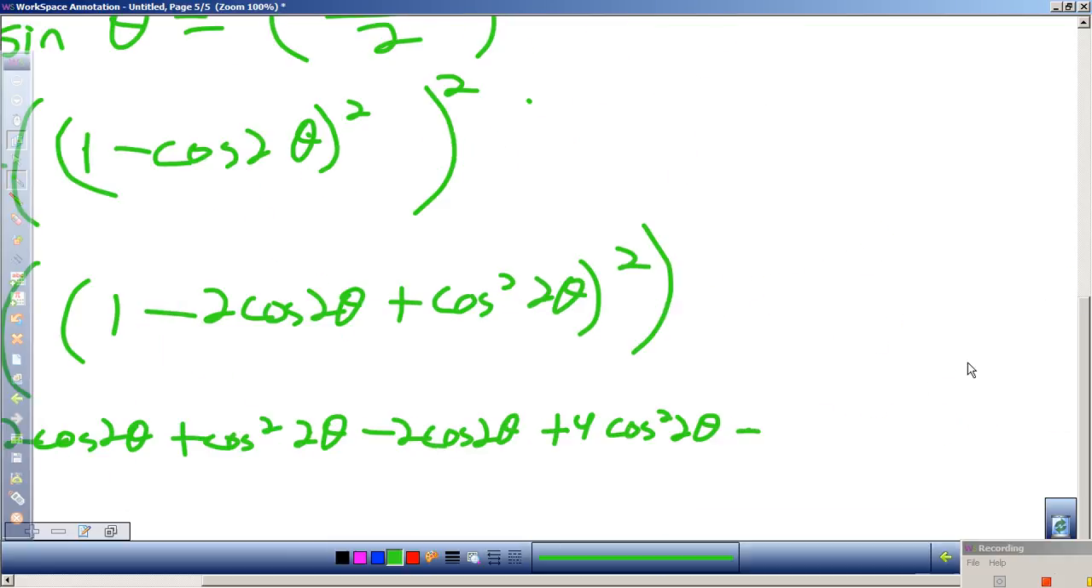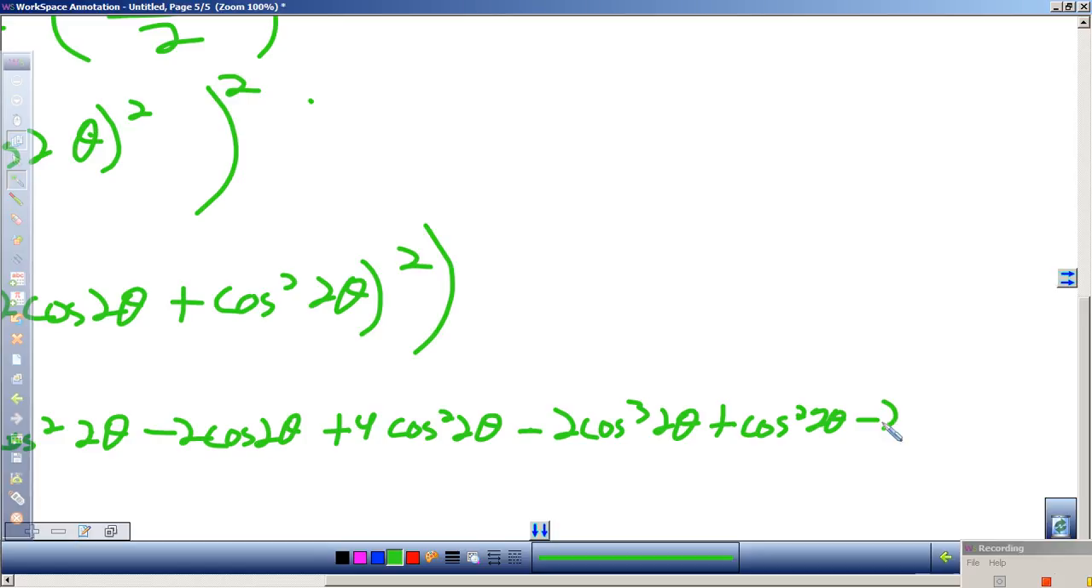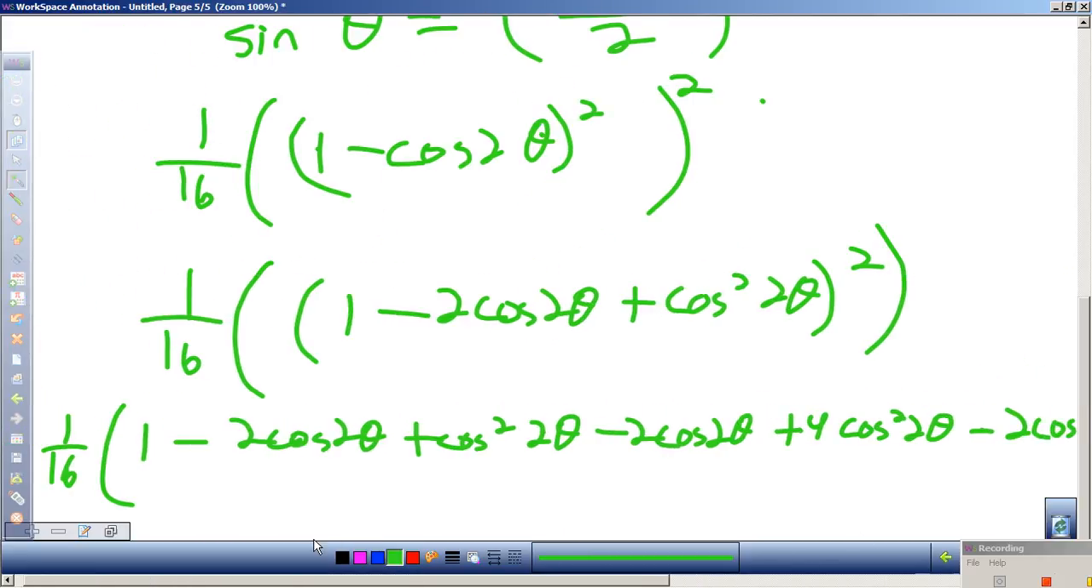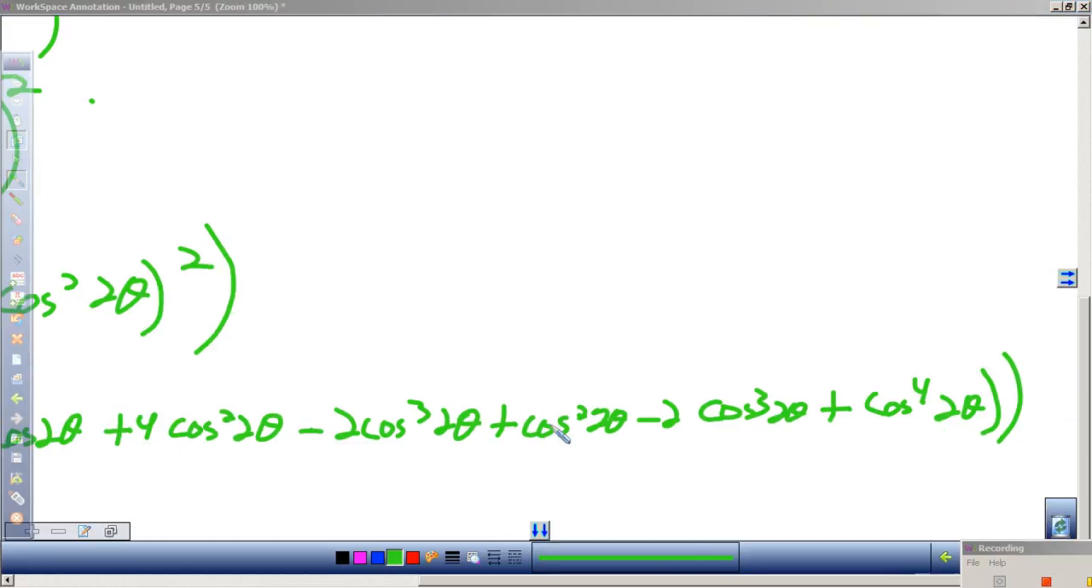minus 2 cosine, say, this times this, and it has cosine cubed of 2 theta, and then this one plus cosine squared of 2 theta, minus 2 cosine cubed of 2 theta, plus cosine to the 4th of 2 theta. Is that one just like 3 back? No. 1, 2, 3. Cosine squared of 2 theta.